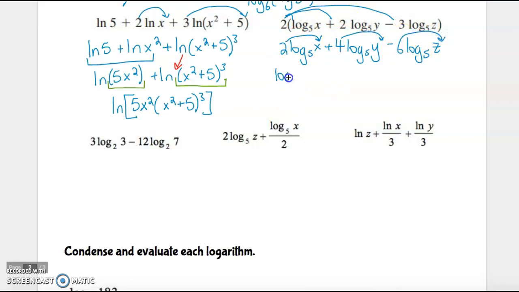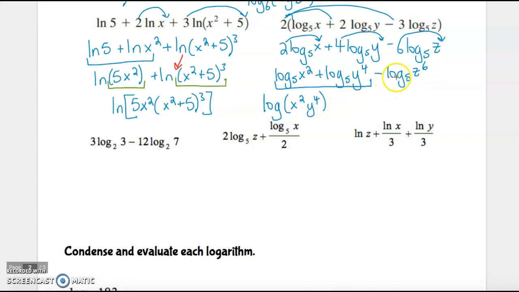So I'll have log base 5 of x squared plus log base 5 of y to the 4th minus log base 5 of z to the 6th. I notice with these two logarithms, I have addition between them, so that's going to actually turn into multiplication inside of one logarithm. So log of x squared times y to the 4th. And then I still have nothing changed about this piece. So I'll have minus log base 5 of z to the 6th.